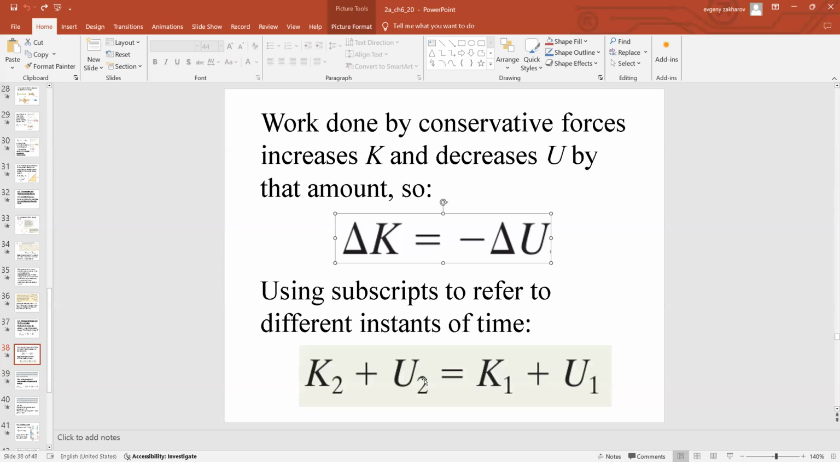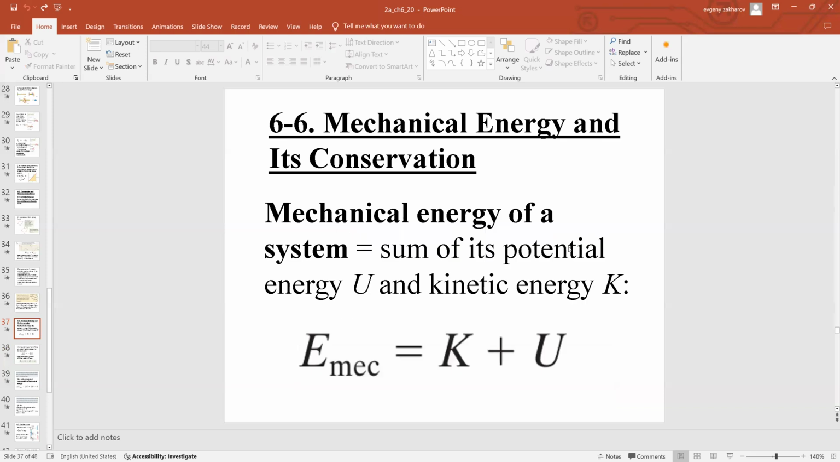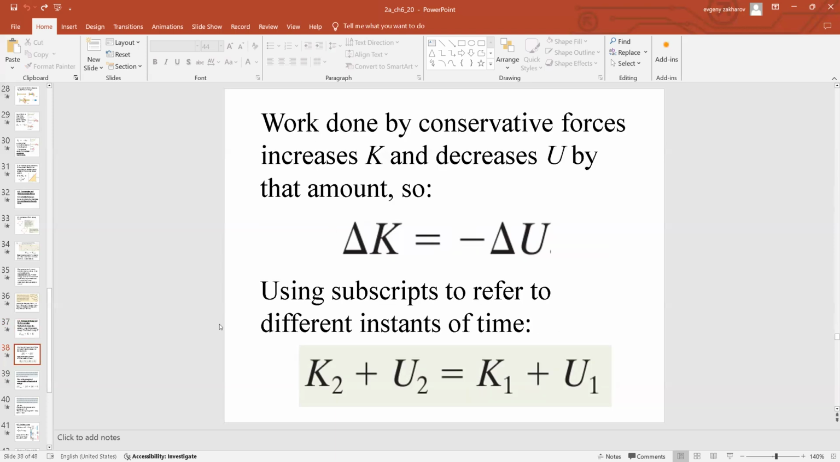Or you say just K plus U equals K plus U. Those are the same statements. And mechanical energy is conserved unless you have friction, and that friction will transform some of that mechanical energy into thermal energy.